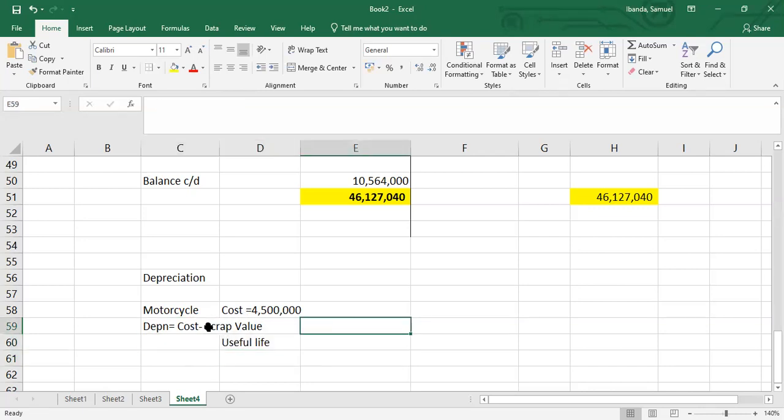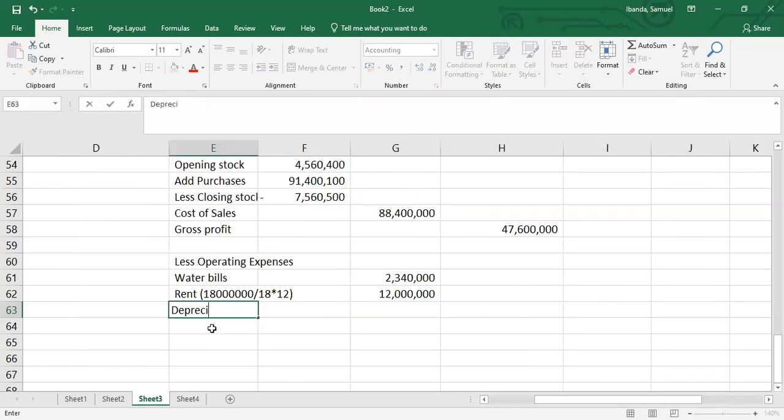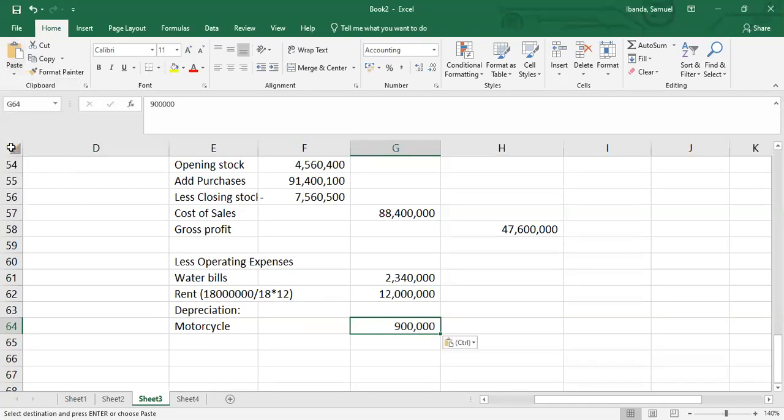In this case, I've not been given the scrap value. They have only given me the cost and the useful life. So I will assume the scrap value is 0, and the numerator will only remain 4.5. I have 4.5 divided by 5 years, which is basically 900,000. So I'll include this figure, 900,000, as my depreciation for the motorcycle.